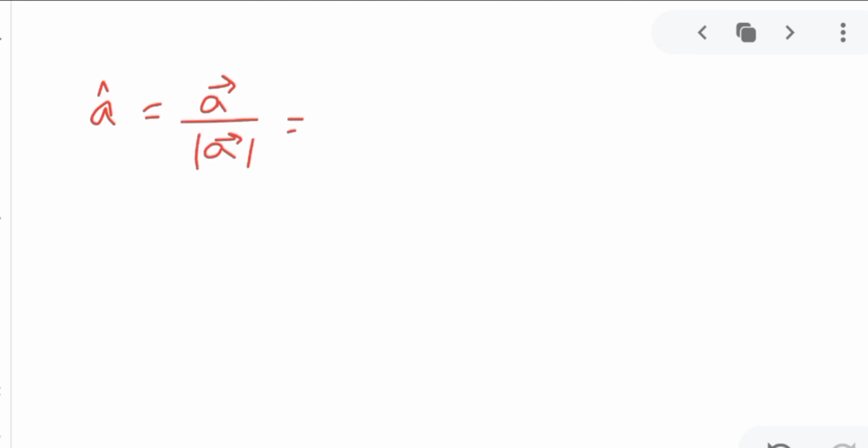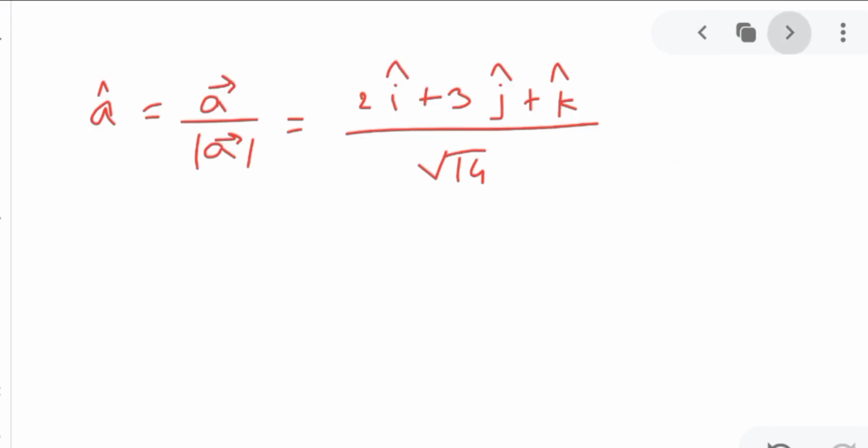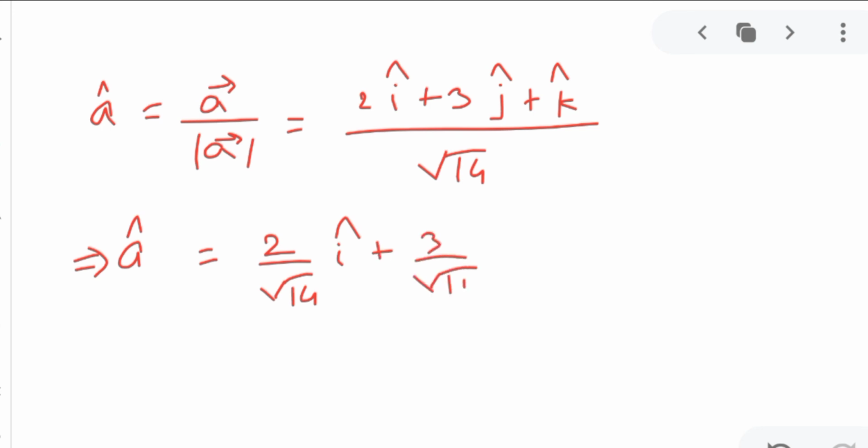Vector A was given as 2i plus 3j plus k, divided by the mod, which was square root of 14. When you simplify, I get A cap as 2 upon root 14 i cap plus 3 upon root 14 j cap plus 1 upon root 14 k cap. This is our direction.